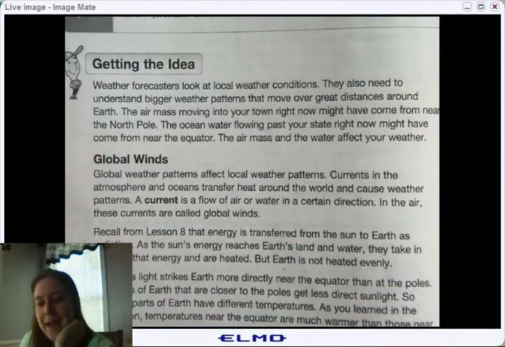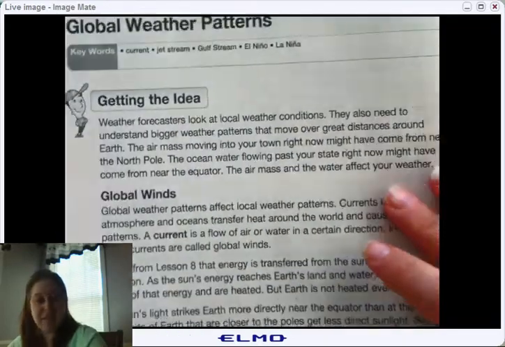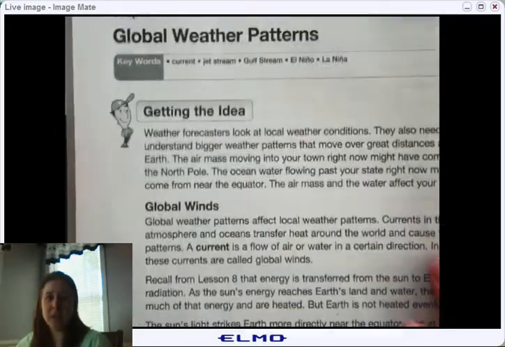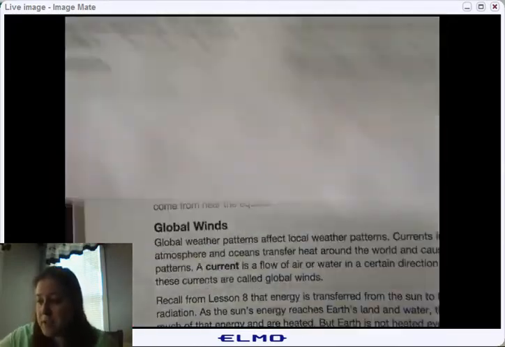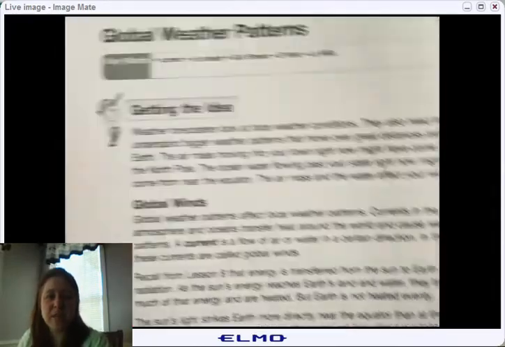Hey guys, we are back here with our coach book once again, and we are on page 78, and we are looking at global weather patterns. So if you want to follow along, we are on page 78, and I'm going to start reading here.